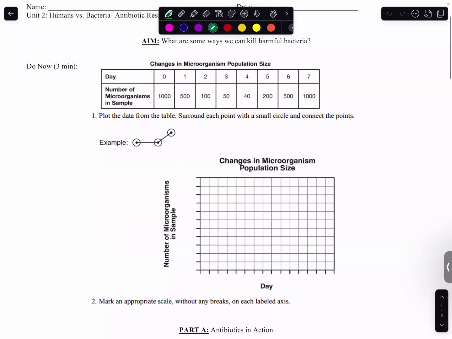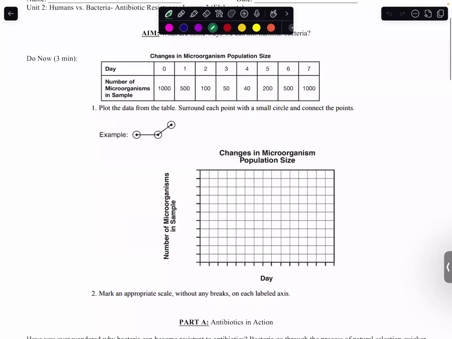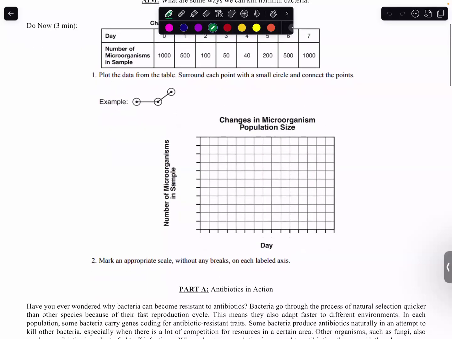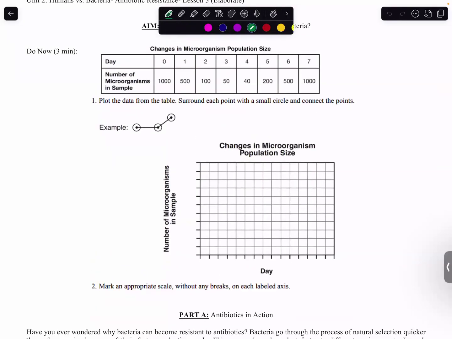Okay, so if we look at our do now, this is a graph in do now. It says plot the data from the table, surround each point with a small circle and connect the points. And then two says mark an appropriate scale without any breaks on each axis. And just wanted to throw in a do now that really emphasizes graphing, right? We want to make sure that we're practicing those skills. There's been a lot of do nows that involve writing, but we want to make sure that we're practicing these skills of graphing as well.